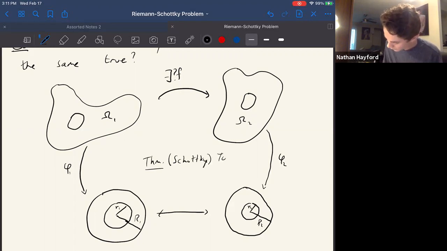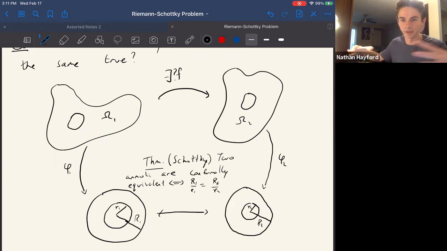That two annuli are conformally equivalent if and only if the ratio of the radii are equal. So if R1 over little r1 is equal to R2 over little r2, and you can think this just means that the one annulus is a dilation of the other.